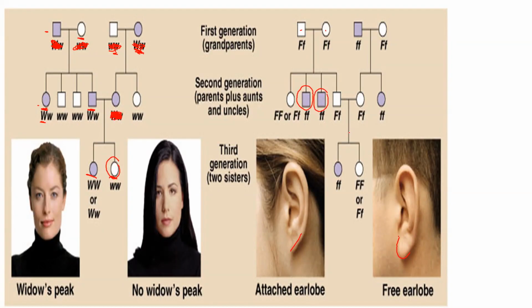How does this happen? The free earlobe must be dominant and the attached one must be recessive. Okay? Once again, by seeing how the traits change from one generation to the next, you can work out if they're dominant and recessive, and you can work out which one is dominant over which one, right? So pedigree charts are good for that kind of information, okay? All right.